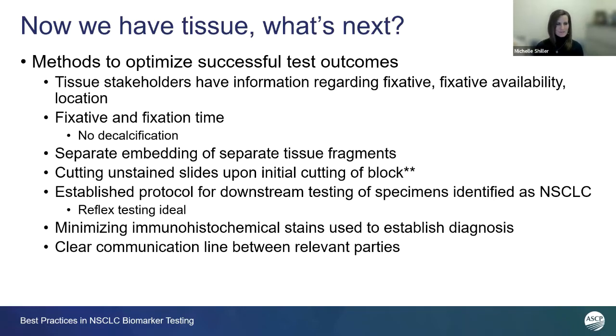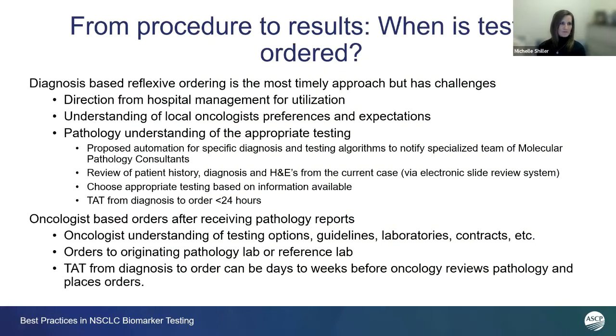And I can't emphasize enough the value of clear communication between the relevant parties. This is definitely multidisciplinary, with many parties, and not even only multidisciplinary amongst the clinical colleagues, but within all of the people in the lab, from the person who records and accessions the specimen, to our histology lab who's cutting the tissue, to the gross submission of it, et cetera. Every single person has an important role and impact on the outcome. So from procedure to test results, when is testing ordered?